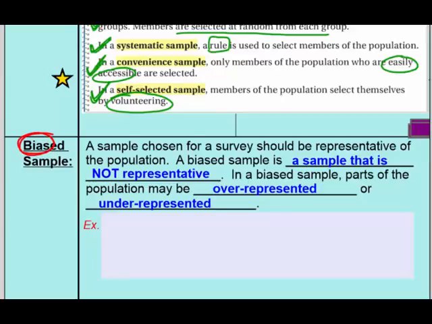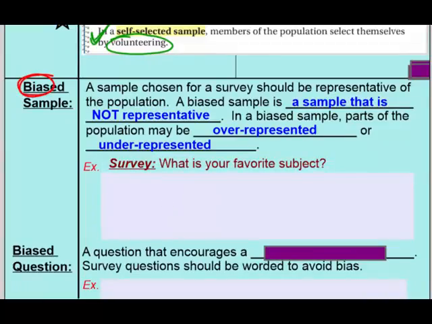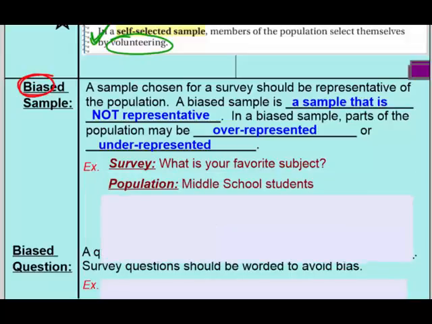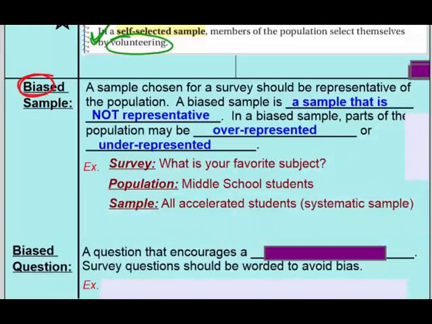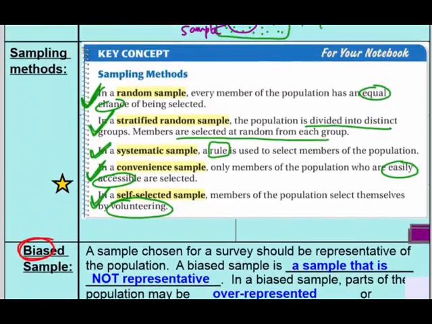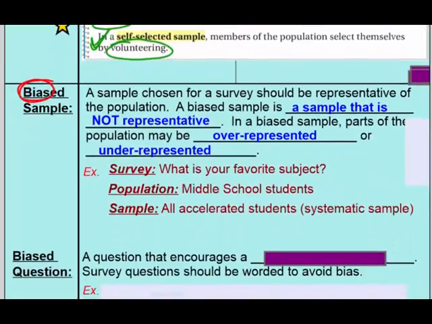So, for example, let me give you an example here. Again, I'm always going to go back to my default survey here. My survey is, I want to find out what your favorite subject is, okay? My population is the middle school students, Skyview middle school students, let's say. Now, sample-wise, let's pretend I chose all accelerated students. Now, that would be a systematic sample here. Systematic, remember, there was a rule that I used to select members of my population. So my rule was accelerated students.